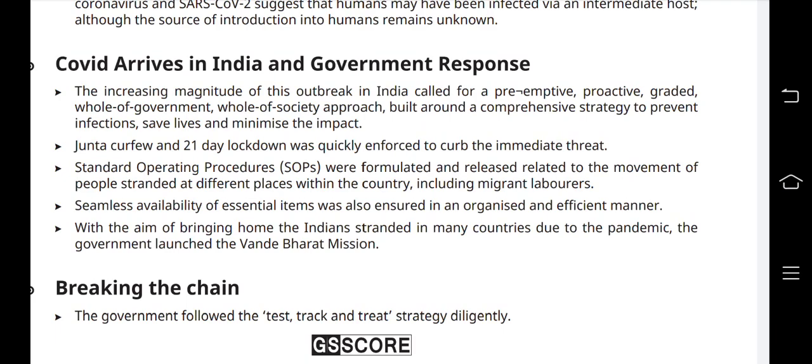Standard operating procedures (SOPs) were formulated and released related to the movement of people stranded at different places within the country, including migrant laborers. Seamless availability of essential items was also ensured in an organized and efficient manner, with the aim of bringing home the Indians stranded in many countries due to the pandemic. The government launched the Vande Bharat Mission.